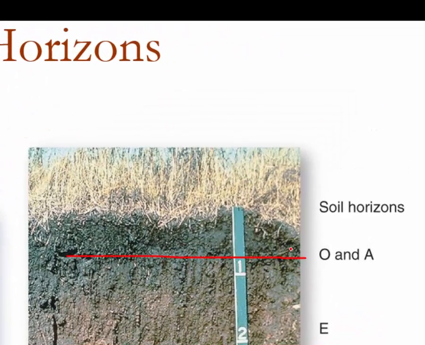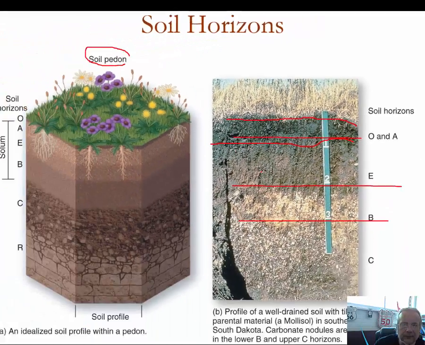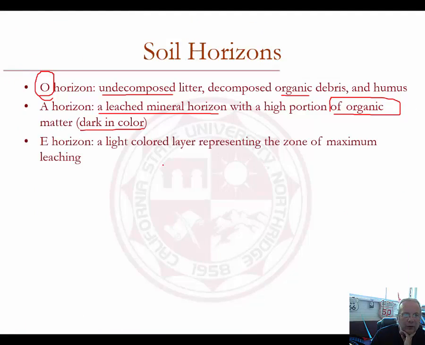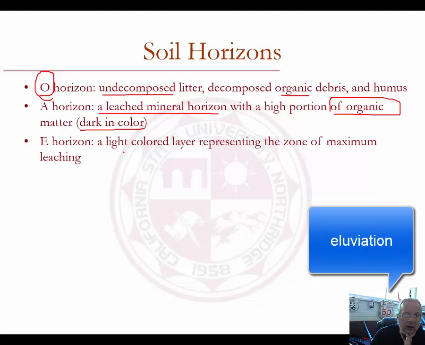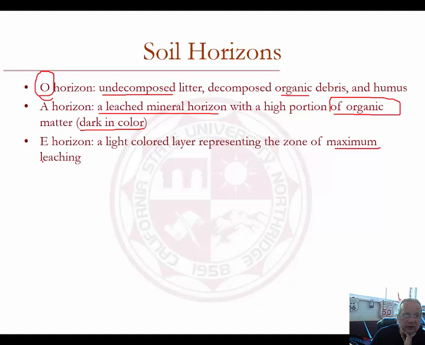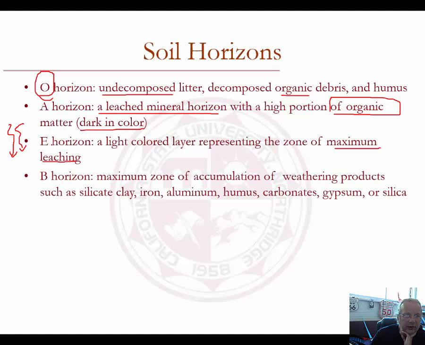So let's take a look here. The O layer would be this very top one, and then the A layer is sort of this darkish area just below it. The E layer comes next, and that has eluviation, as you're going to see, and it's a lighter colored layer, and this is the area of maximum leaching. Leaching is an important word that refers to the downward movement of soil particles and soil chemicals through the soil horizon.